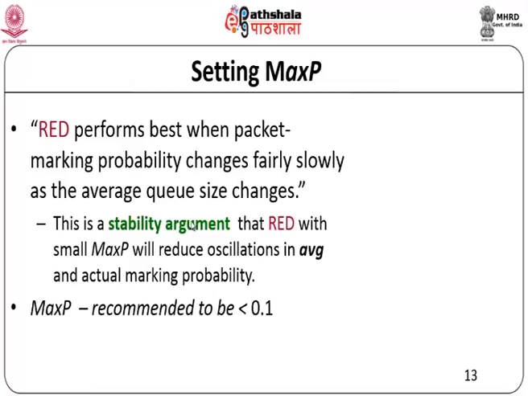We do not want to have such oscillations because of the feedback that you are giving. So we would like to have some kind of stability. The stability argument is that RED with a smaller max P will reduce the oscillations on average, and therefore you will have a better marking probability. Max P is normally recommended to be less than 0.1. That is basically how these things are set.